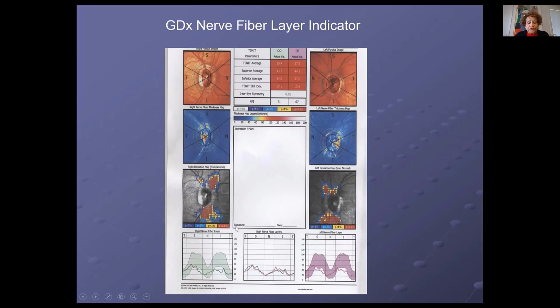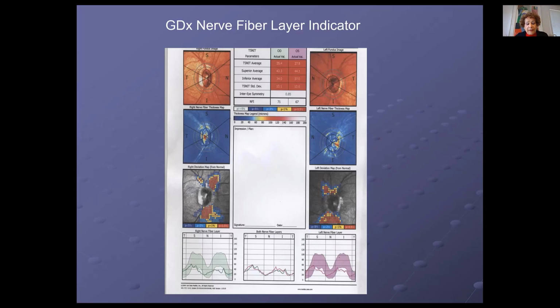So if you look at her nerve fiber layer, down here is her TSNIT curve. This is the normal range for right eye and left eye in green and purple. And this is the patient's TSNIT curve, significantly reduced. So she's got real extensive diffuse thinning of her RNFL. So then you see her RNFL is thin, her pressures are elevated, she's got dense glaucomatous field loss.